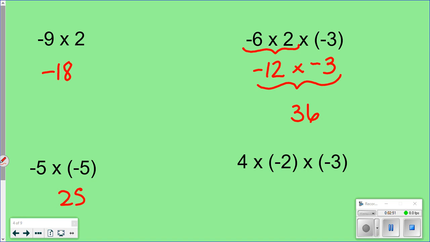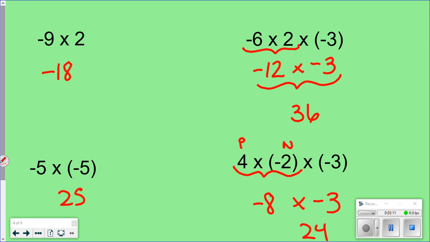The next thing I'm going to do is down below, and it's 4 times negative 2. So 4 times 2 is 8. And I know it's going to be a negative because this is a positive and this is a negative number. Then I'm going to bring down times 3. 8 times 3 is 24. And it's going to be a positive because I have two negative numbers that I'm multiplying.